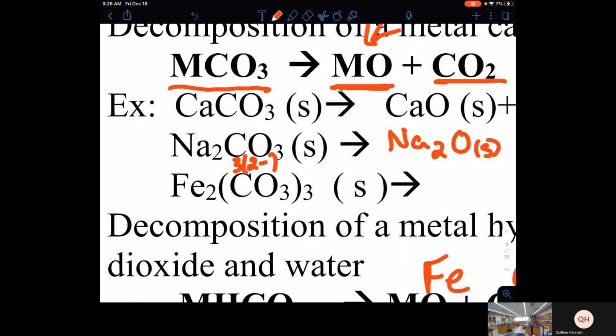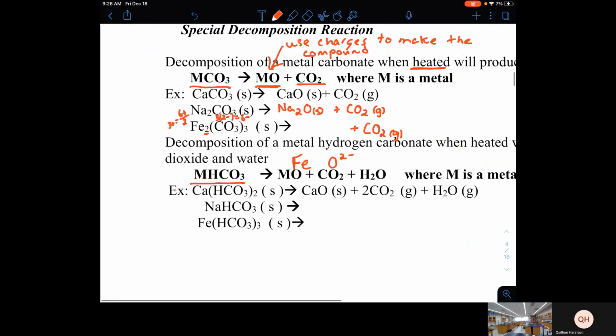I've got 3 of them here, so that means that collectively all the carbonates are 6-. That means that the Fe's over here collectively have to be 6+, but I want the charge of just one of the Fe's, so I'm going to divide it by the 2, and that gives me 3+. So now I know that the Fe is a 3+ charge.